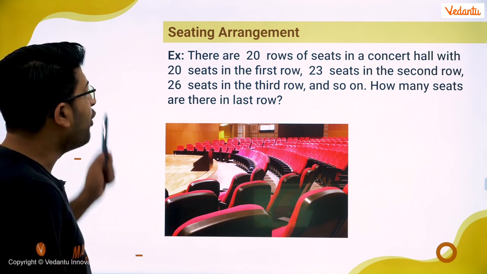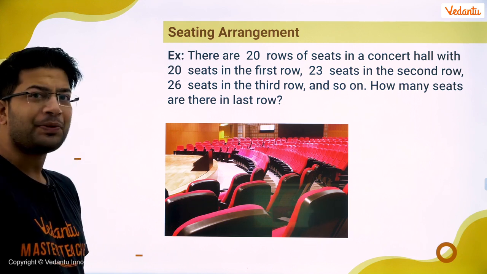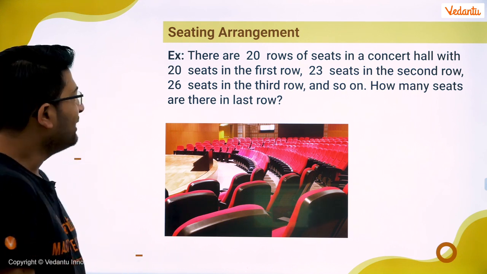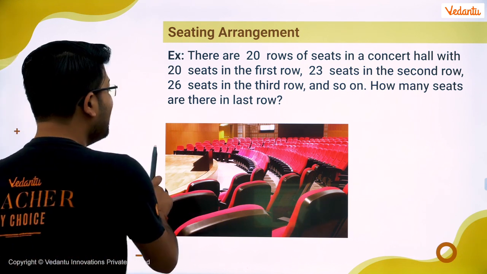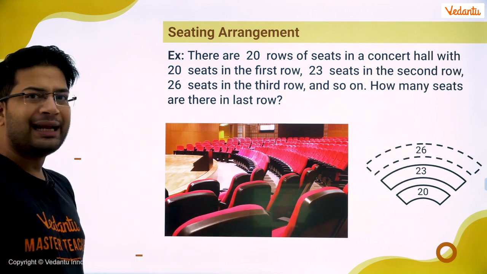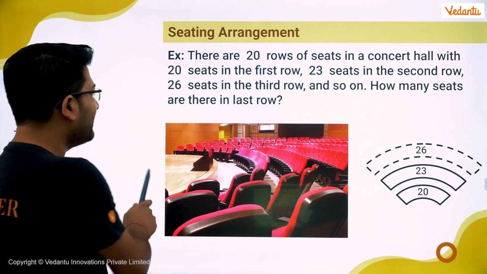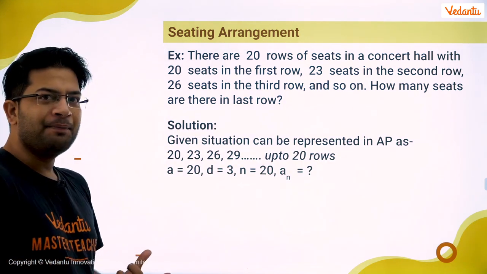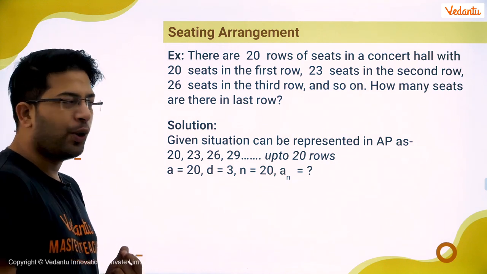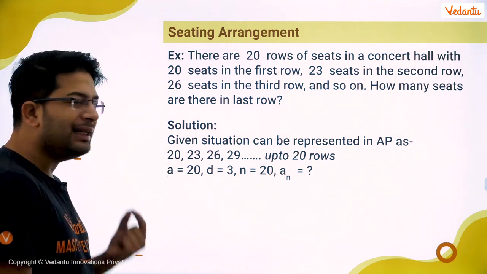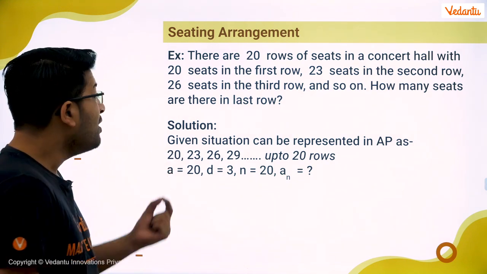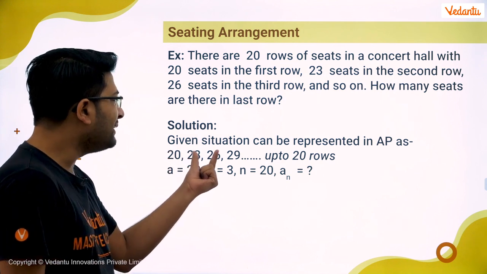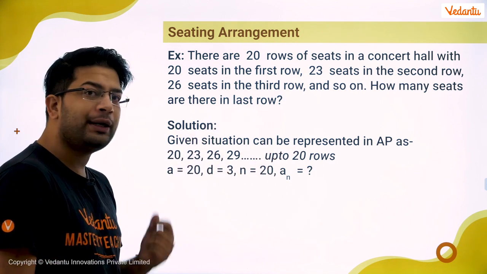What they're asking: how many seats are there in the last row? And the last row is what? The 20th row. We know the first term. Yes. Okay, let's see, champ, it will be something like this, a sitting arrangement like this. So champ, we can say that in the first row there are total 20 seats, in the second row 23, then 26, then 29, up to the 20th row.